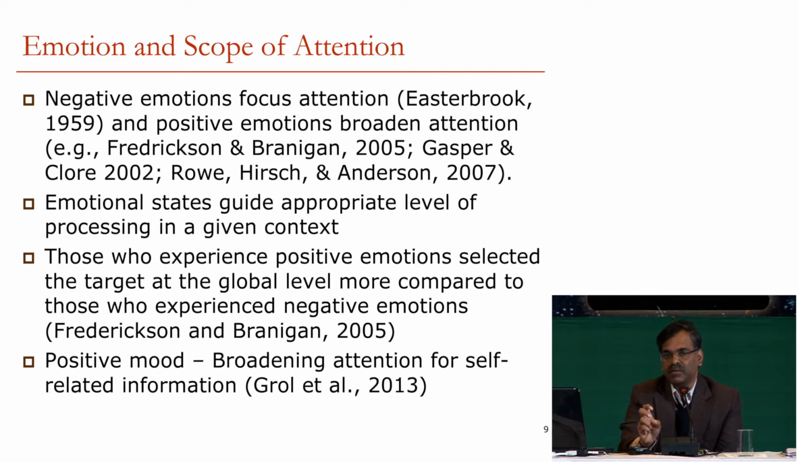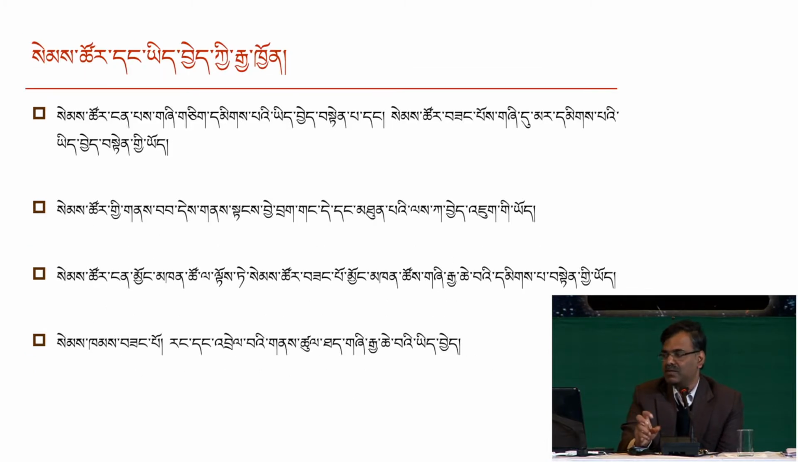In terms of the scope of attention, that is, zooming in versus zooming out, there seem to be differences in their relationship to attention. More specifically, negative emotions seem to be associated with focused attention, and positive emotions broaden attention. In general, of course, as was pointed out in the morning, emotional stimuli are important because they guide the appropriate level of processing depending on the particular context in which the emotional information is present.